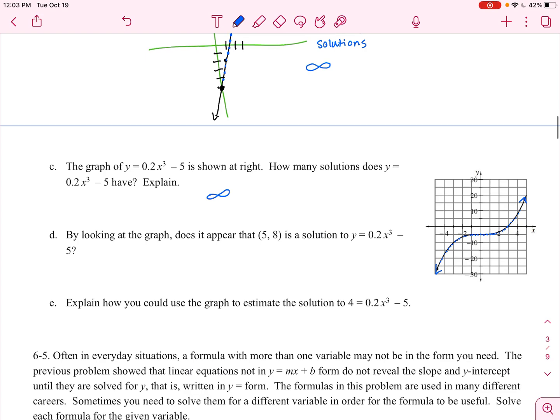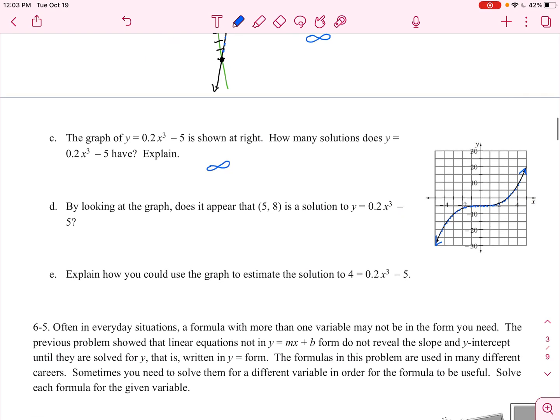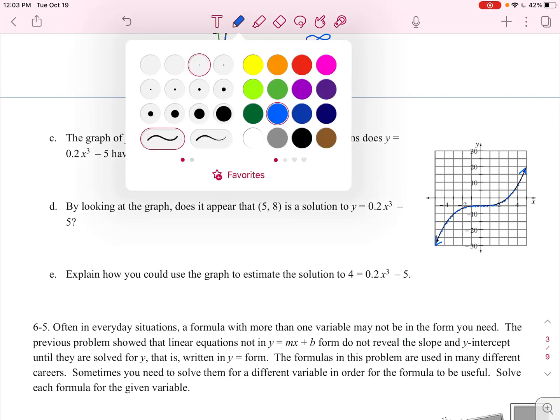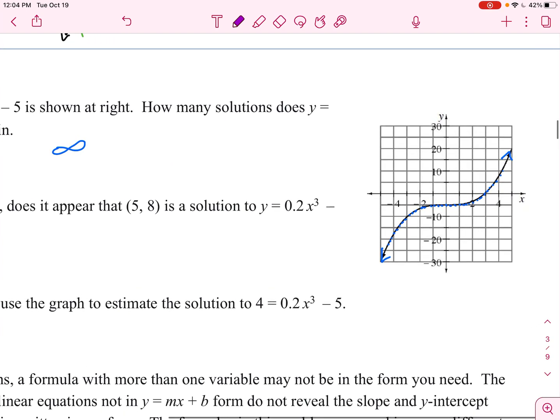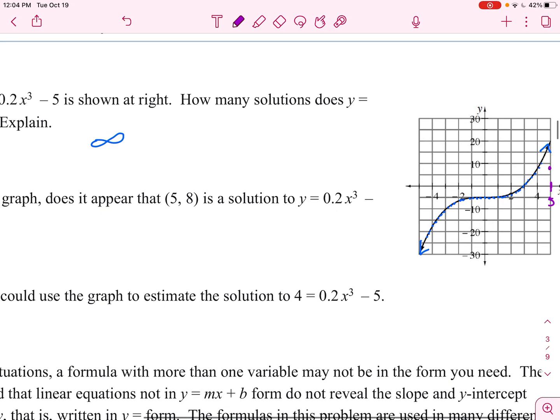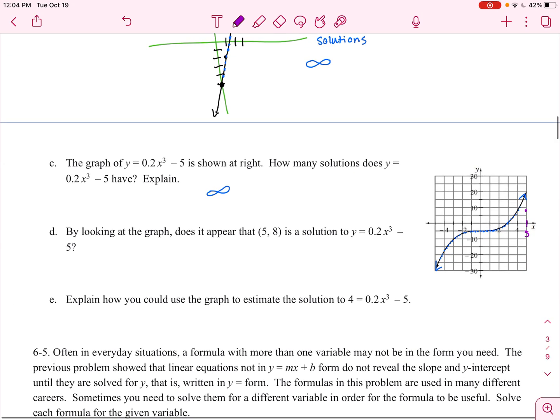Now, D, by looking at this graph, does it appear that (5, 8) is a solution? Well, let's see if we can see (5, 8) on this. It looks like 5 would be here, and 8 would be about right here. This is not on the function, so we know it's not a solution. (5, 8) is not a solution.